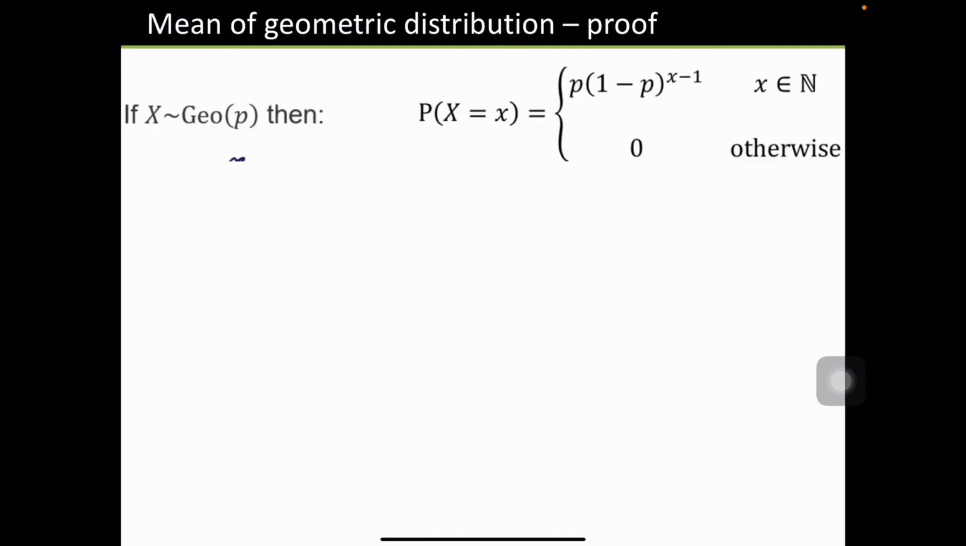You may have seen on the first slide, we also need to be able to understand and use the mean and variance of a geometric distribution. So we will start off by doing a proof of the mean of a geometric distribution. We know that the expected value of X is all the x values multiplied by their corresponding probabilities.